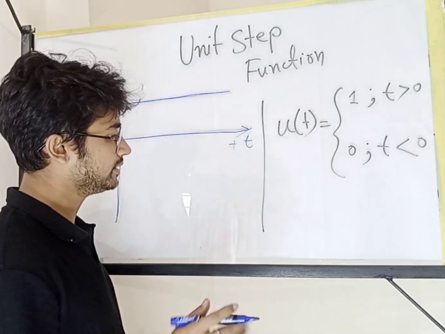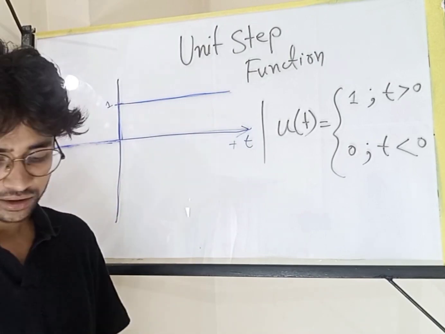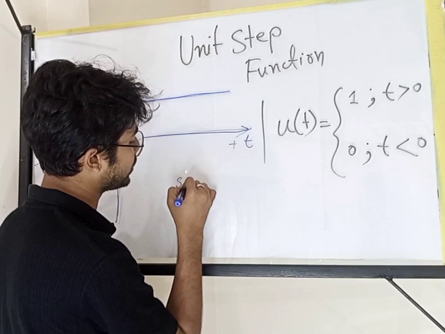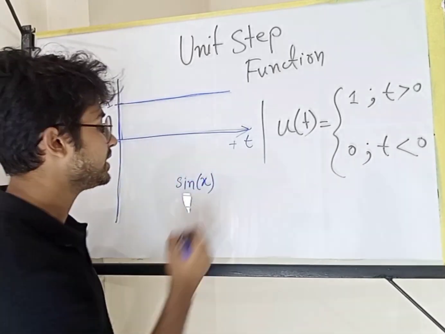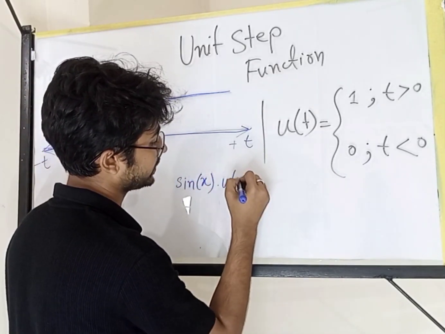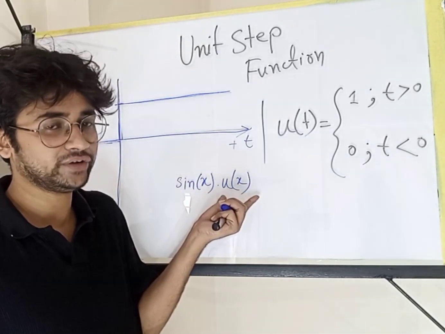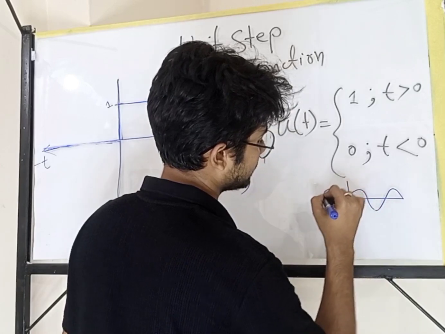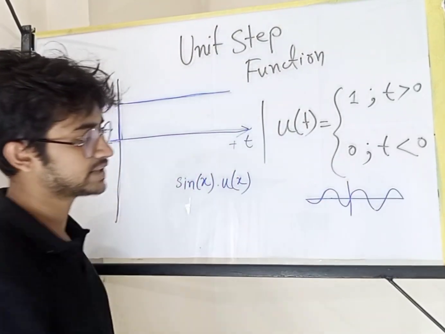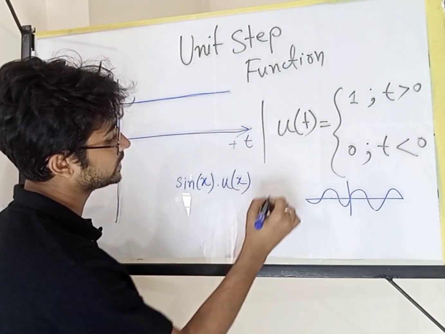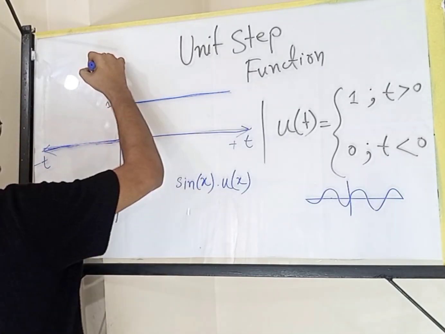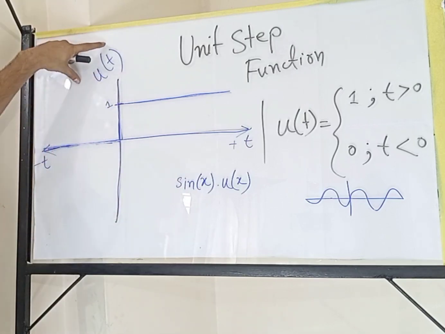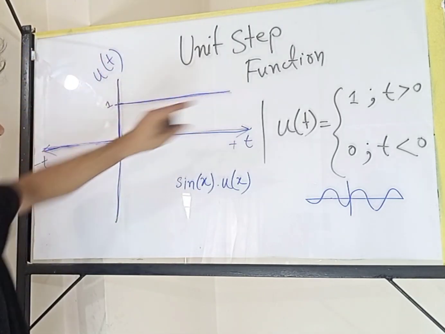And if you multiply something with the unit step function, you will get only the positive part. Just to give you an example, sine of x times u of x. You can see that sine of x is like this, staying on the positive side and the negative side also. But when you multiply with this, which is u of t, you know that u of t has only positive values. There are no negative values.